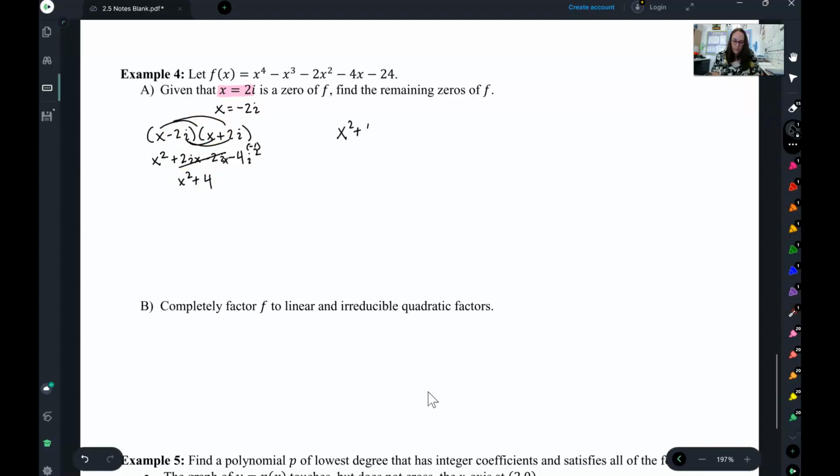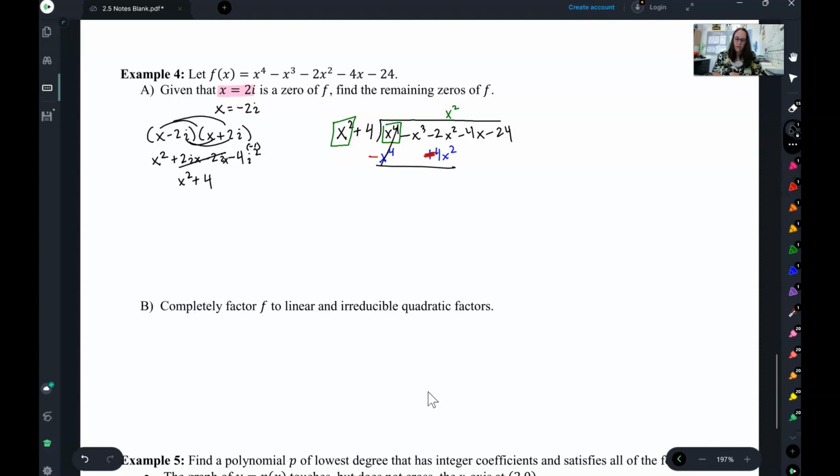I have x squared plus 4, my irreducible quadratic, divided by x to the 4th minus x cubed minus 2x squared minus 4x minus 24. And let's review our long division. So x squared times what is x to the 4th? Well, that's an x squared. Put it in the x squared column. Distribute: x squared times x squared is x to the 4th. x squared times 4x is a positive 4x squared. Better put it in the x squared column. Change our signs.